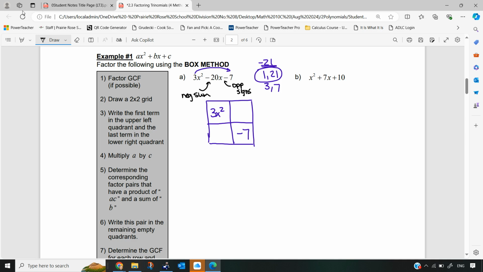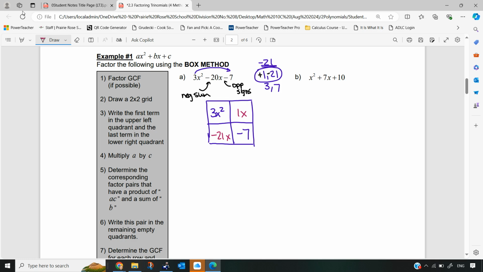That means that my bigger number has to be negative. So I'm going to have a negative 21 and a positive 1. Write those into my 2 boxes. This is going to be a 1x, and this is going to be a negative 21x. So we are representing the sum of these 2 numbers. Order doesn't matter, so I could have put the negative 21 in the top box and the 1 in the bottom box. Ultimately, my factors are still going to be the same.